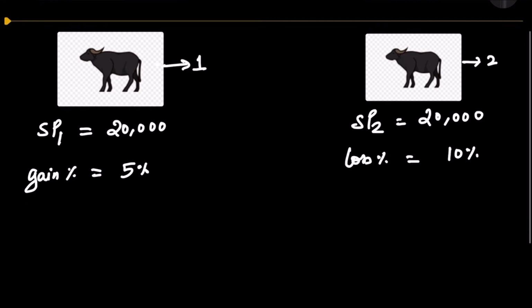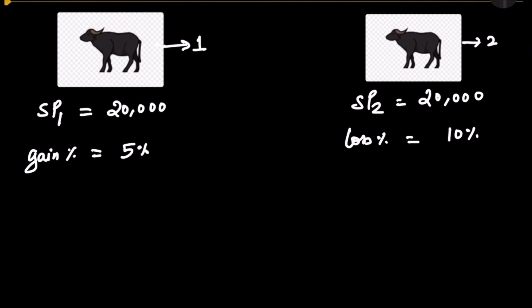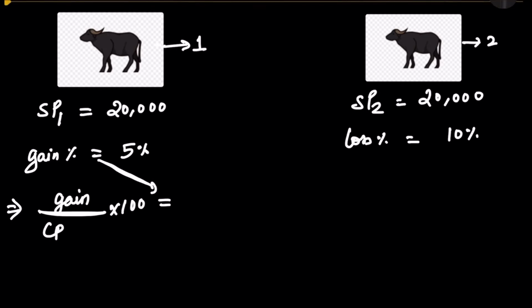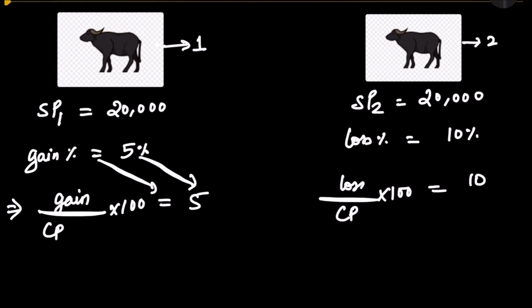Now it's fairly simple. We will just extend the formula for gain percent and then we will solve it. So if you remember, the formula for gain percentage is gain divided by CP times 100, and we will equal it, and 5%, we'll just write 5 here. Similarly here, we know the loss percentage is equal to loss divided by CP times 100, which will be equal to 10 here.